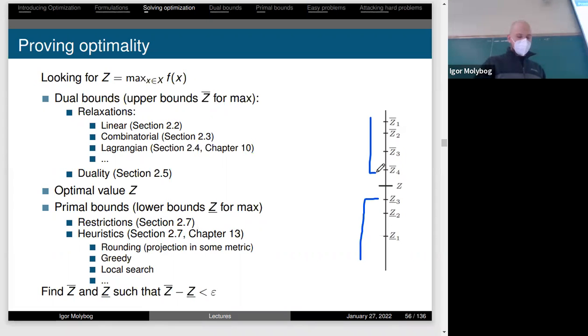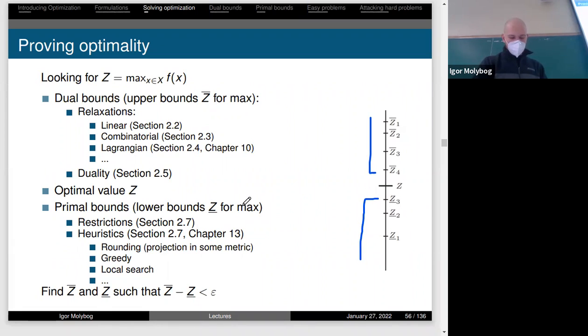We'll start by looking at the dual bounds, in particular the relaxations and the theory of duality, and then we'll cover the theory of primal bounds. How can we utilize this? How do we utilize the primal and the dual bounds?